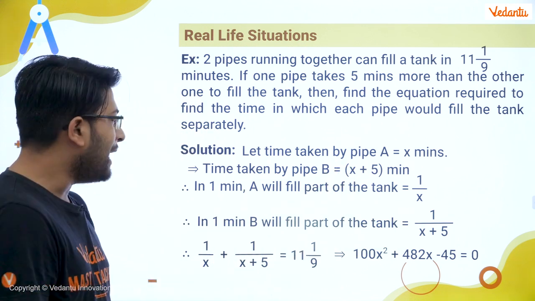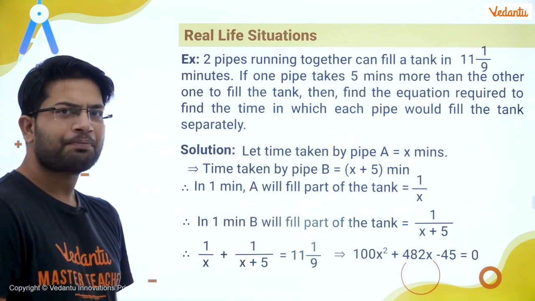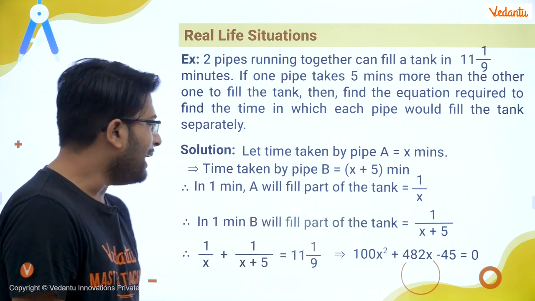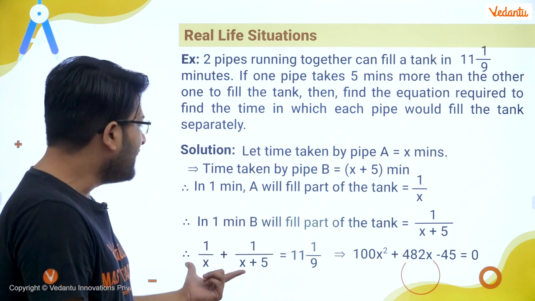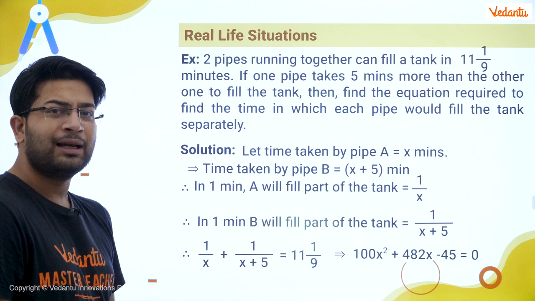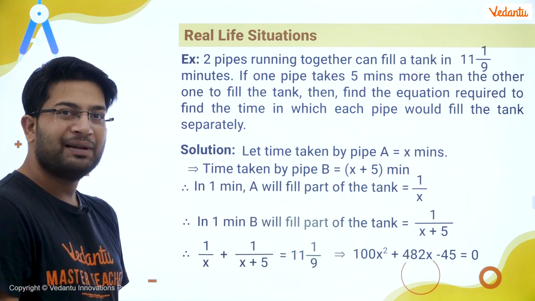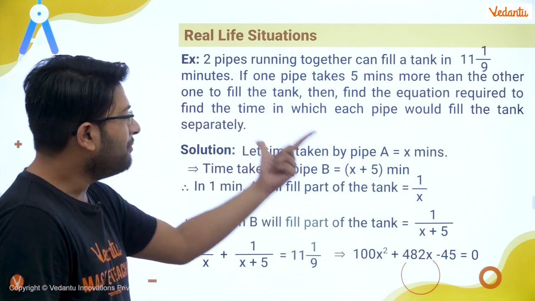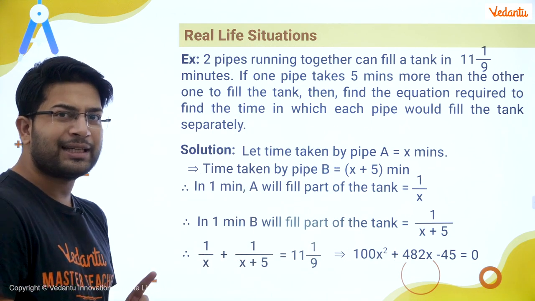Now, what is given, champ? It is given that together they take this much time. That's it. Simple. Add these two equal to the given time, right? Now simply take the LCM and you will get the quadratic equation in the variable x, and x is the time. That means we got the time variable in the form of a quadratic equation. I hope it is clear.